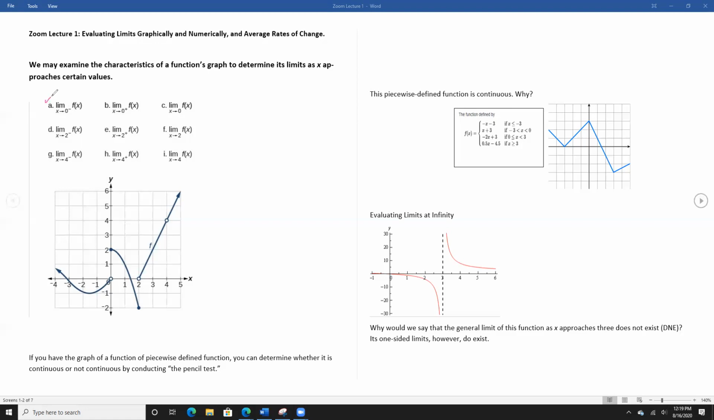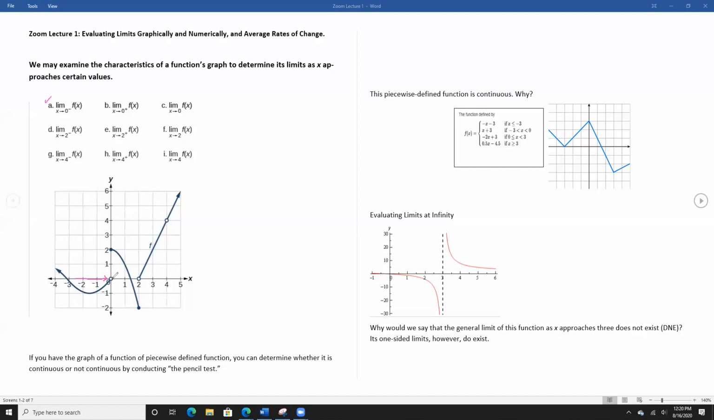A says that x is approaching 0 from the left. Now, how do I know it's from the left? Because if you look at the index next to the 0, you can see a minus sign. So that tells me that x is approaching 0 from the left. If you look at the graph, I can see that x is getting closer and closer to 0 from the left.